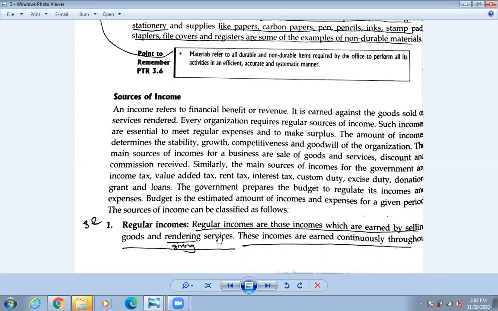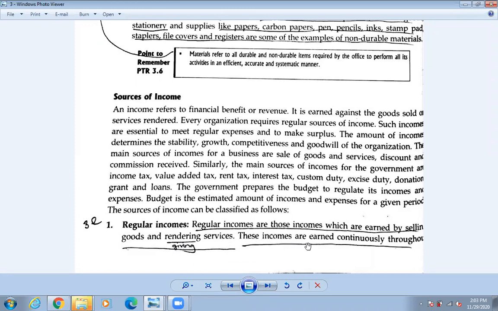They have given me a service, not goods. Goods means saman. So they are helping me in doing my job, helping in accounting, helping in cooking. They are not giving me any goods, they are giving me help, and for that help I need to give them money. So that is also a kind of regular income, rendering service. Rendering means giving service.